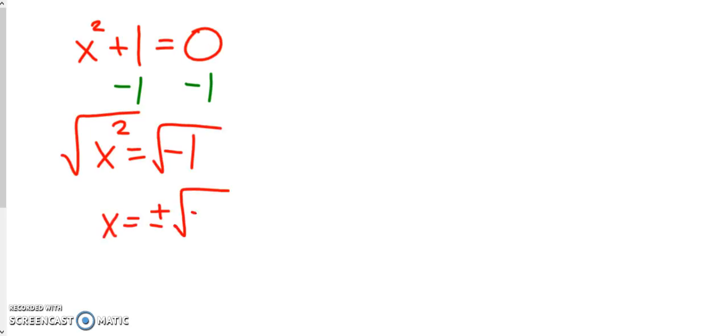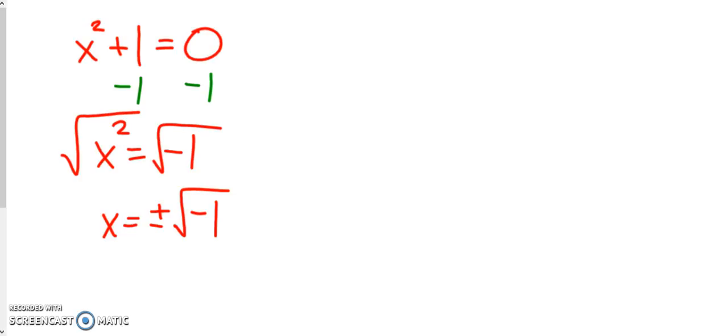The problem is, when I go to take the square root, I would get x equals plus or minus the square root of negative 1. The problem is, there's no real number that makes the square root of negative 1. Okay? 1 times 1 is 1. Negative 1 times negative 1 is 1. There's no real number multiplied by itself that makes negative 1.